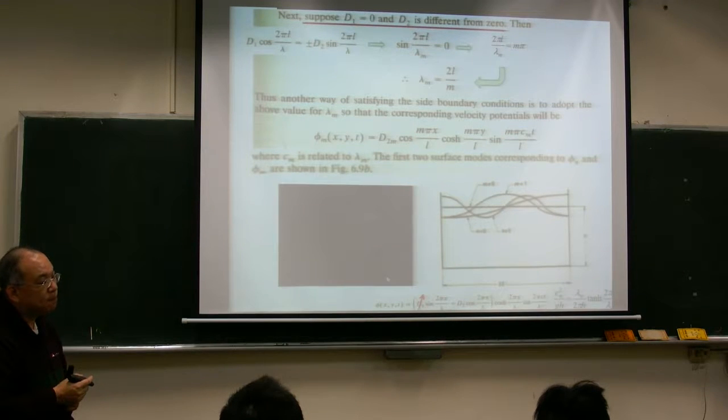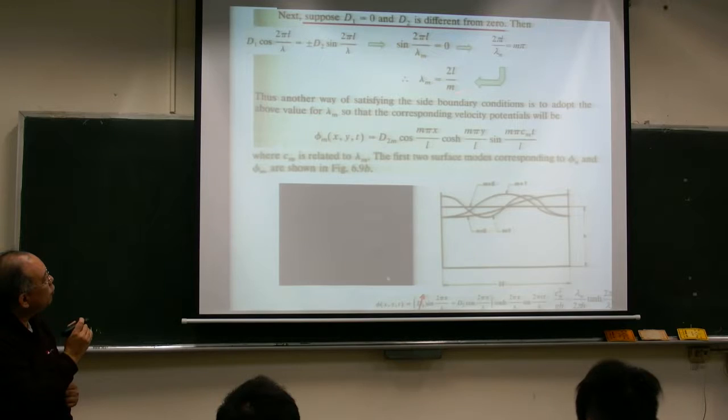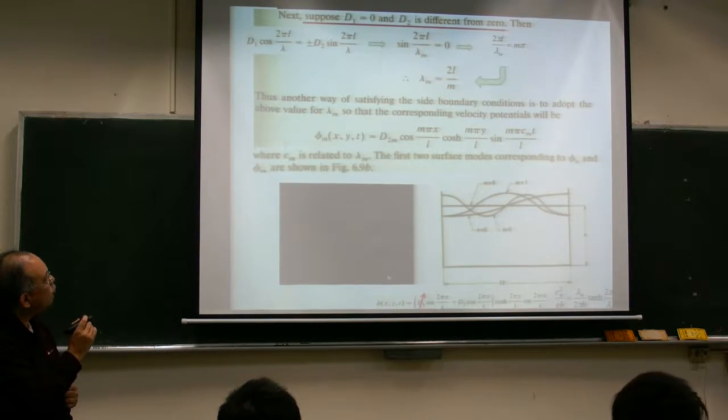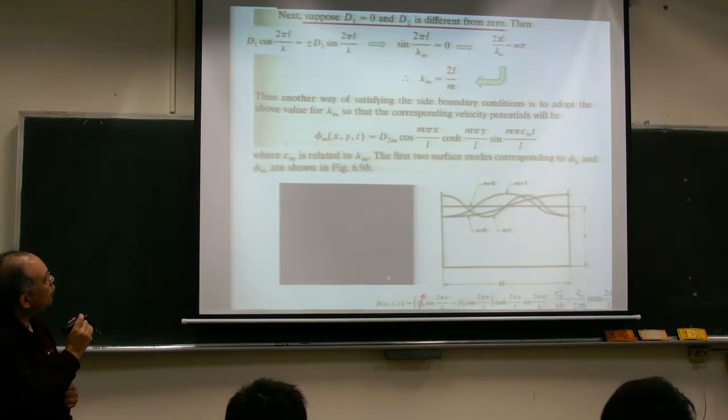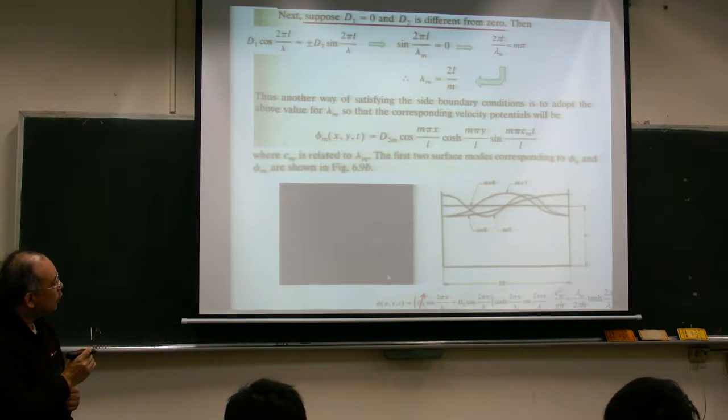This is a number. So our lambda m can be written, by using this equation, as 2L over m. What's the L? L is here, right?